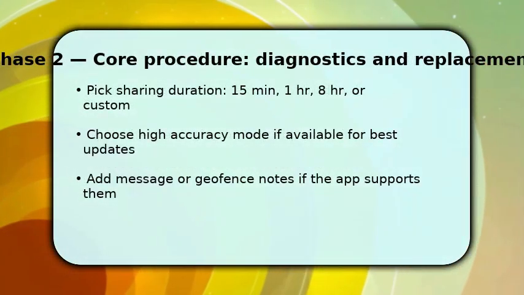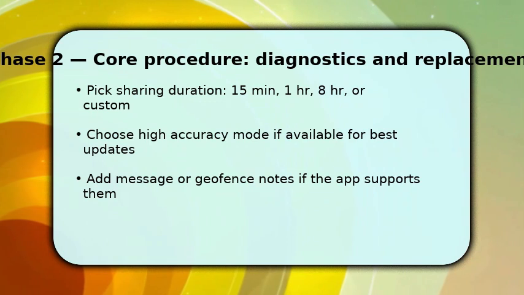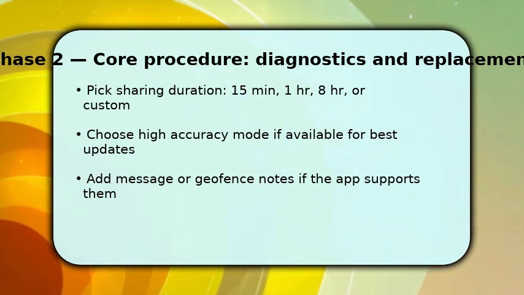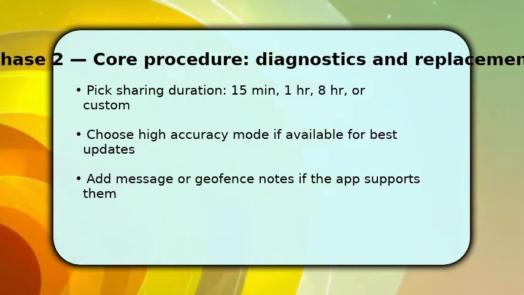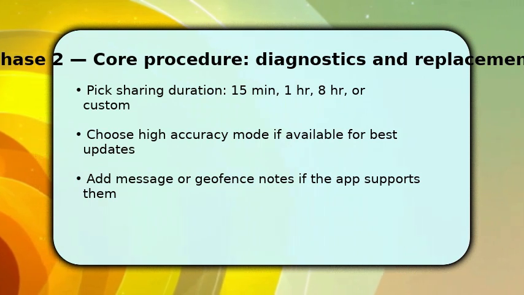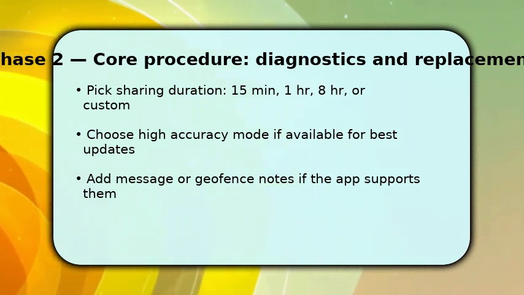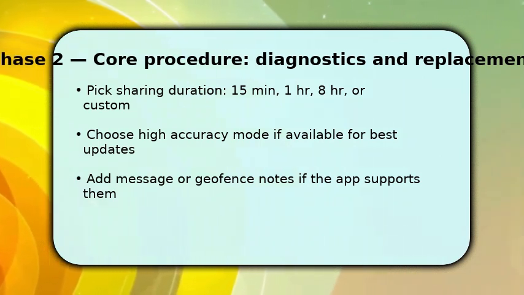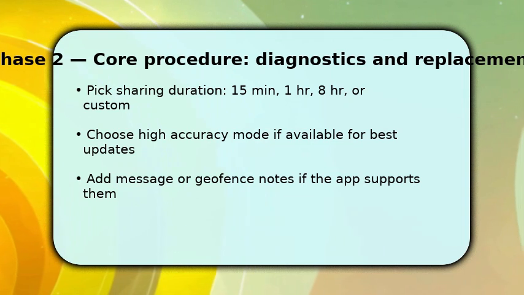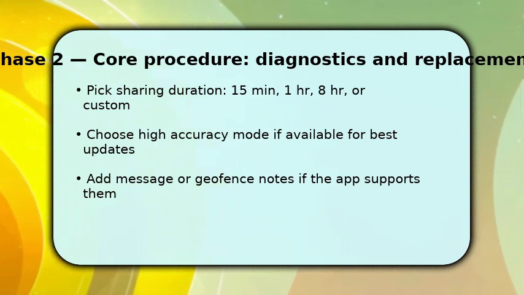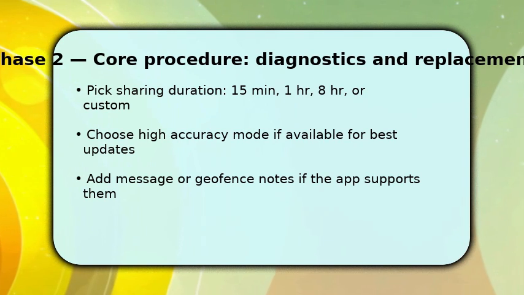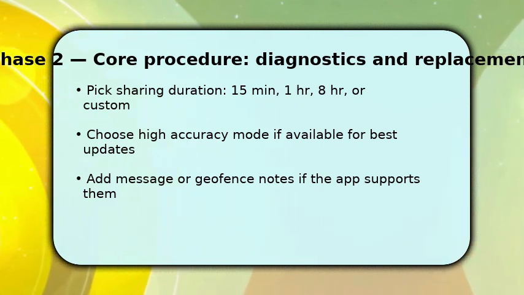Now you configure how long and how precise your live location will be. Select the sharing duration, 15 minutes, 1 hour, 8 hours, or a custom period depending on need. If the app offers high accuracy or battery-saving modes, pick the one that matches your priorities: accuracy versus battery life. Add a short message so the receiver knows context.